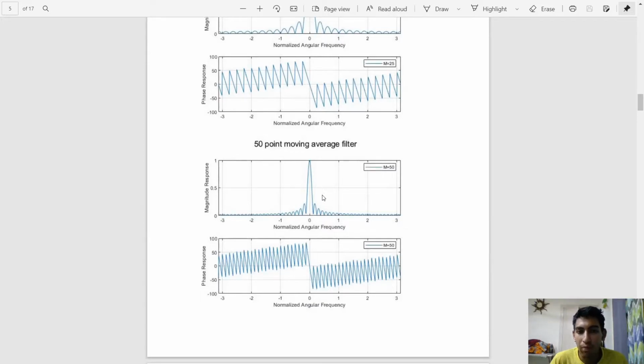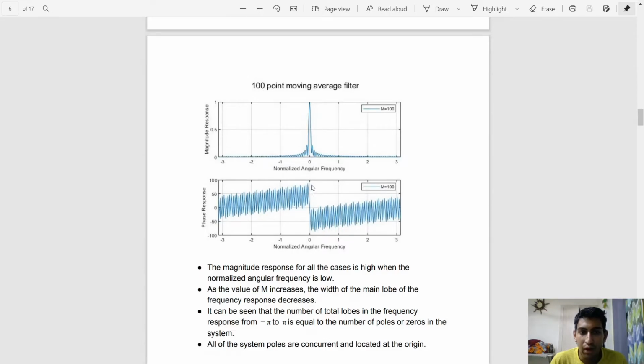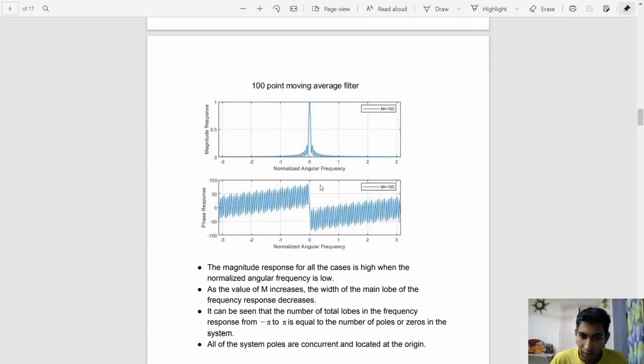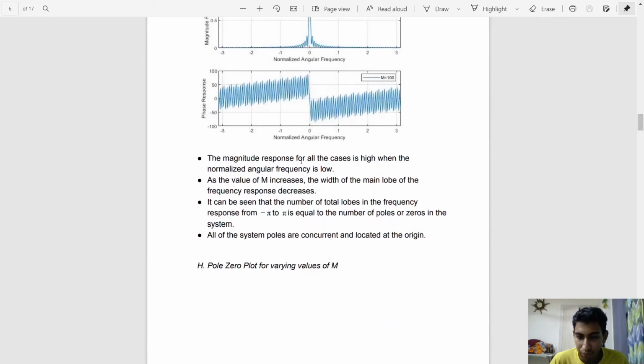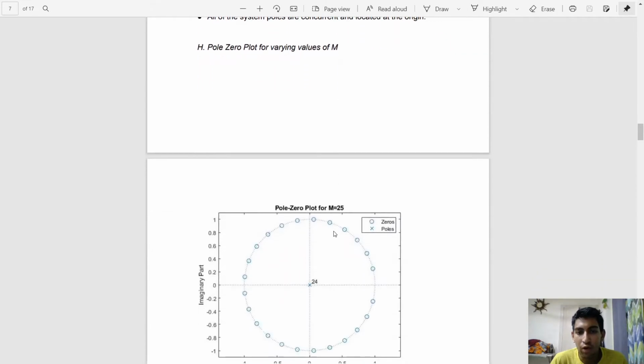For the 50 moving average filter, you can see the same trend, and the same trend can be seen for m equal to 100. And as you can see, as the value of m increases, the width of the main lobe, which is at angular frequency equal to 0, decreases. And now we'll see the pole zero plot for these cases for different values of m.